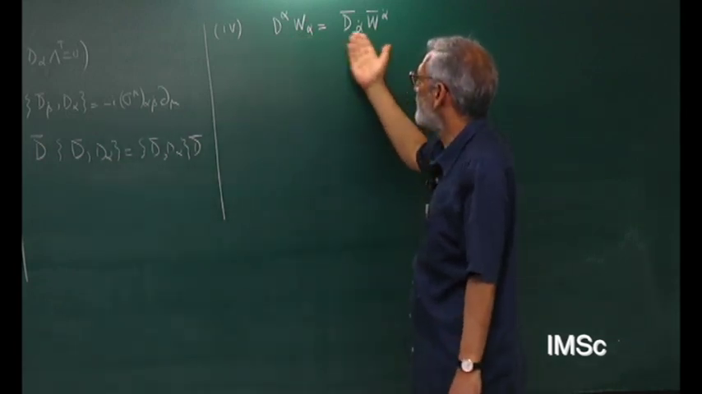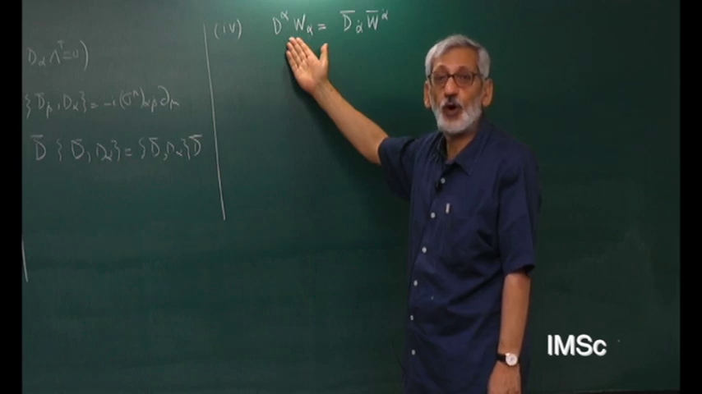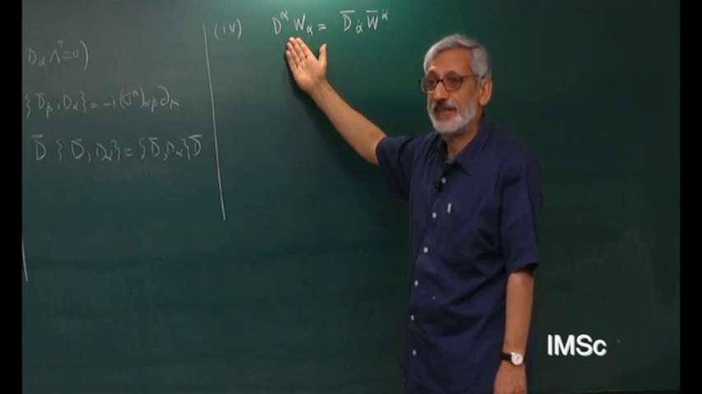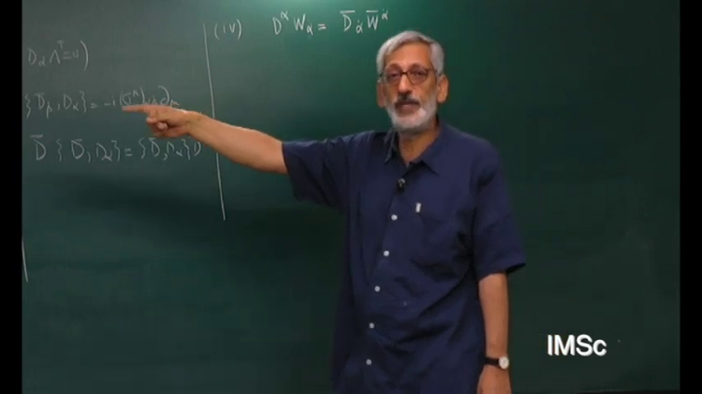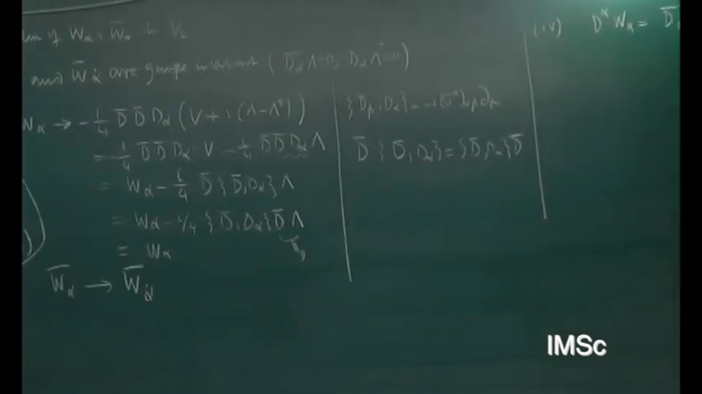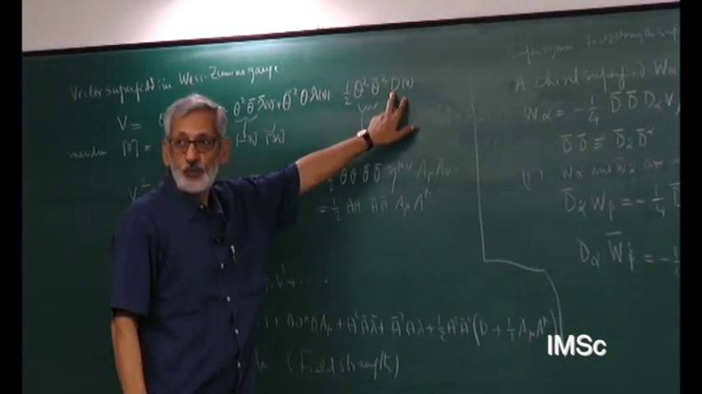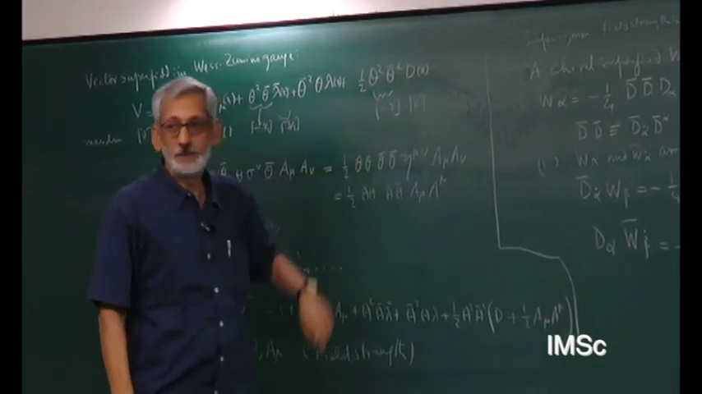Now this relation is the conjugate of this. All it tells us is that the D component of the V super field is real. But that's what it is. Is that clear? This property is a restatement of the fact that the D component of superfield V is real.